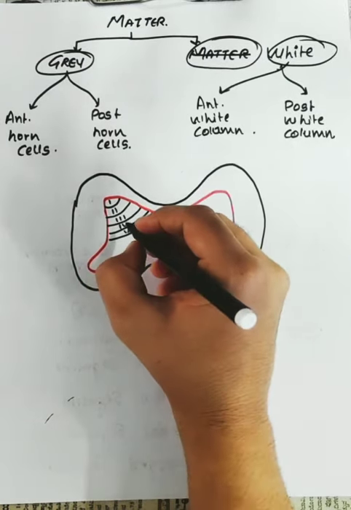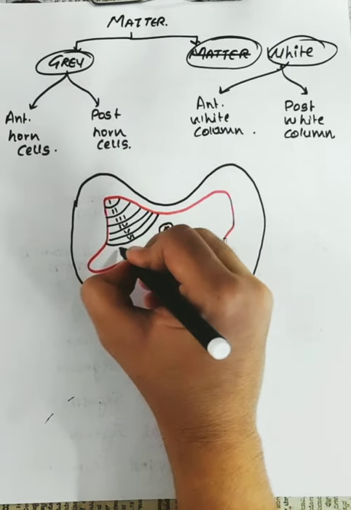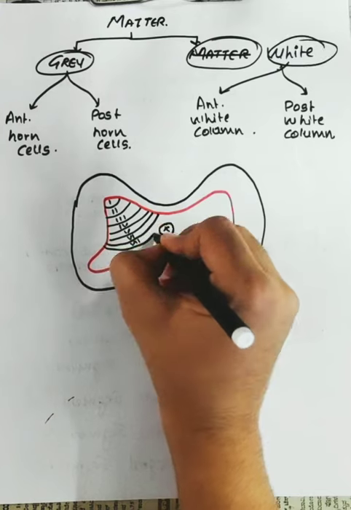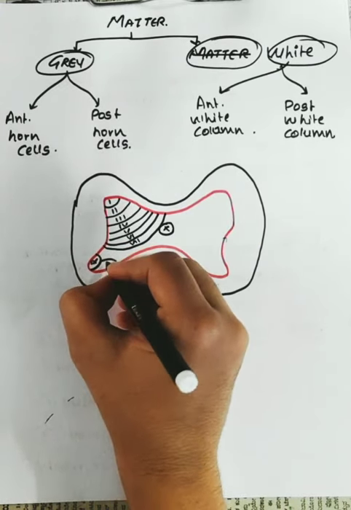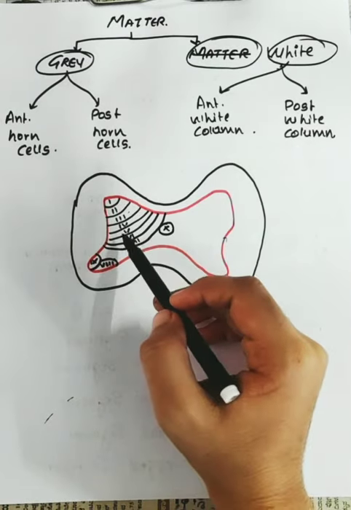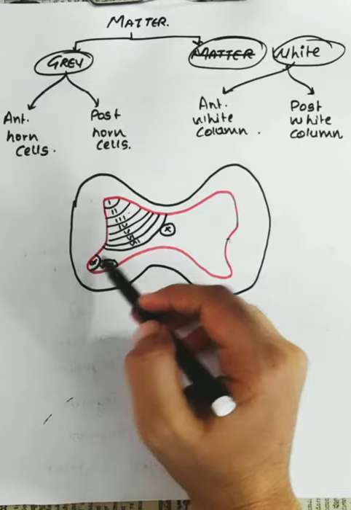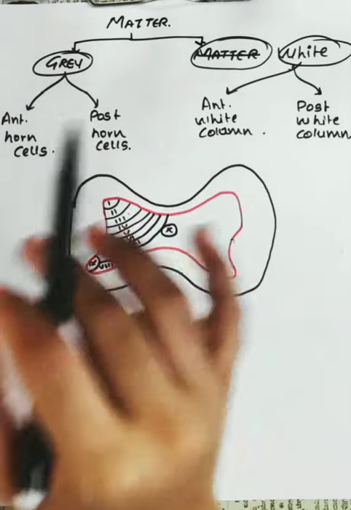fifth, sixth, seventh. After that there is ninth as well as eighth one. You can see first, second, third, fourth, fifth, sixth, seventh, eighth, ninth, 10th. So these are the fibers, these are the segments.